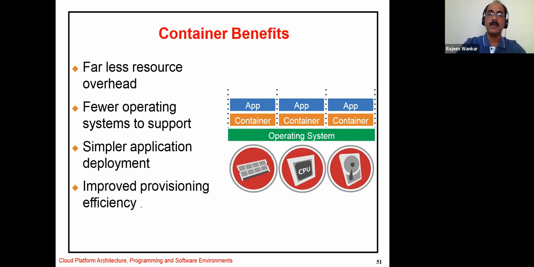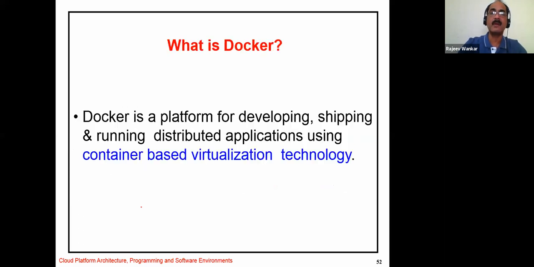You have a similar application deployment, and provisioning of resources has improved a lot because your images are not that heavy compared to a virtual machine. Because if you put a virtual machine, it has a complete operating system stack, which is almost like putting everything on top of that. So far less resource overhead is one of the important benefits.